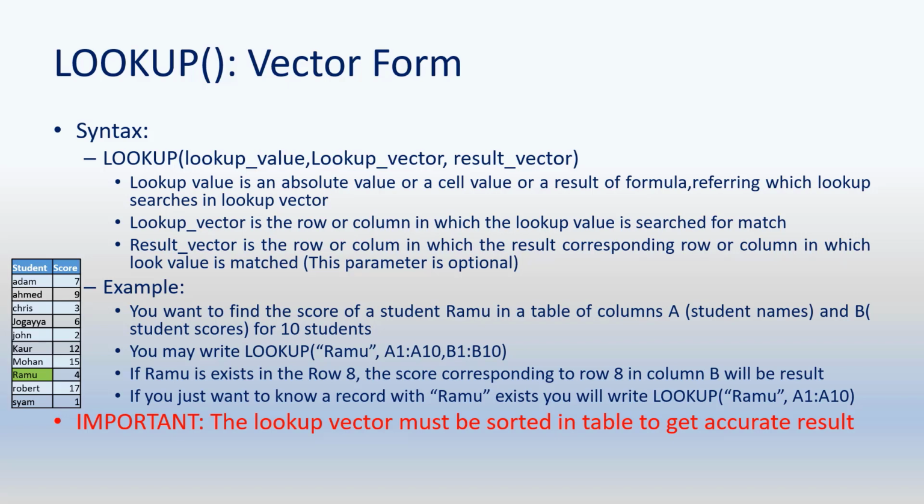Now the important point or even the limitation of lookup function is you have to sort the table in ascending order to get the accurate result. Which column has to be sorted? That is lookup vector. So the lookup vector here is column A. So the column A is sorted in ascending order, hence you got the accurate result. Now let us discuss array form of lookup.